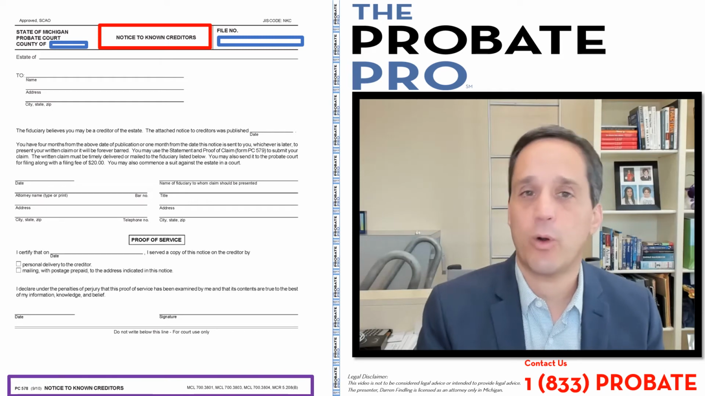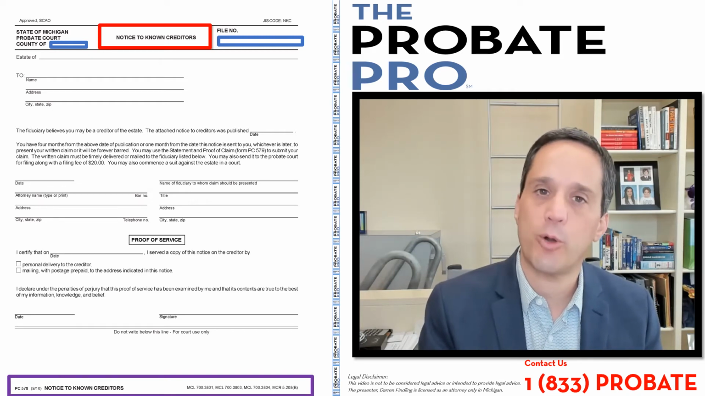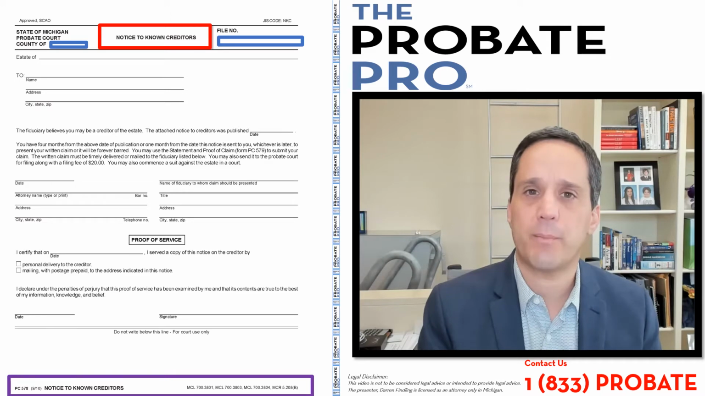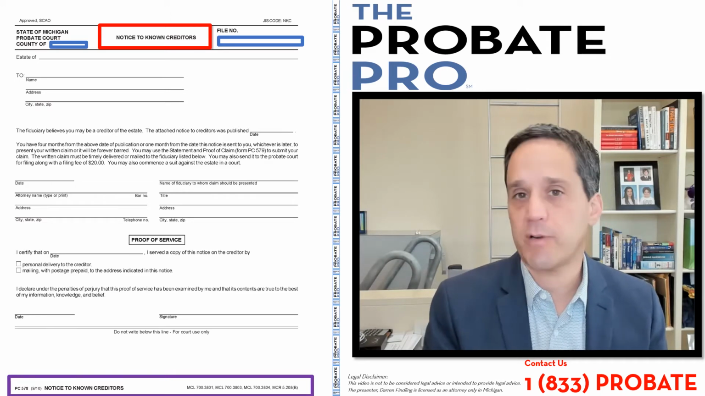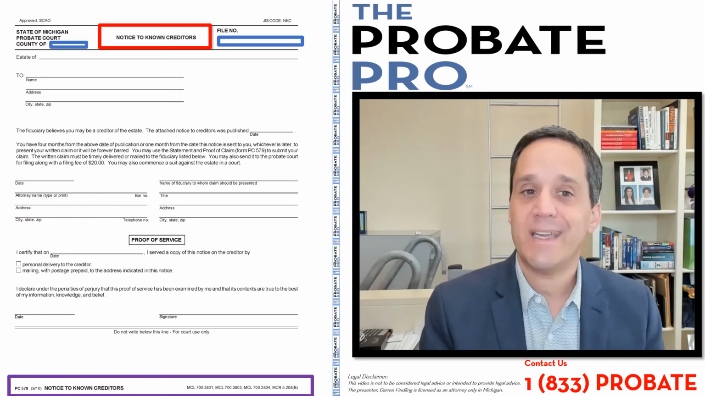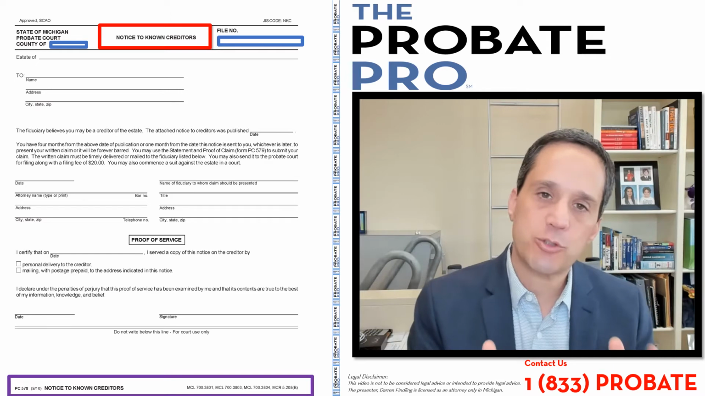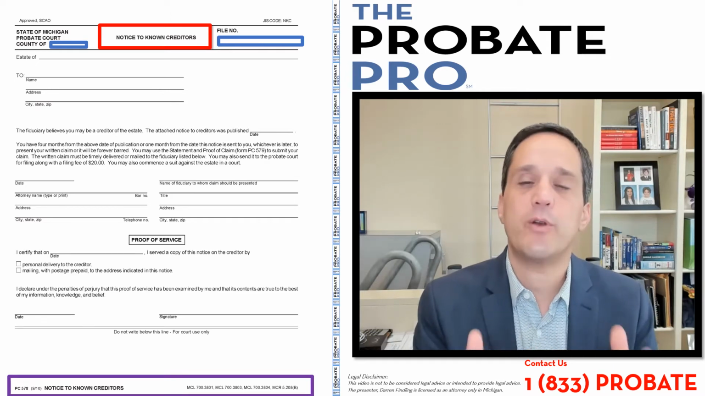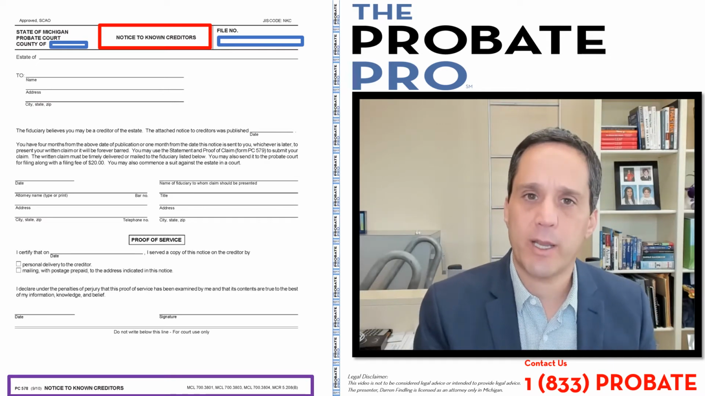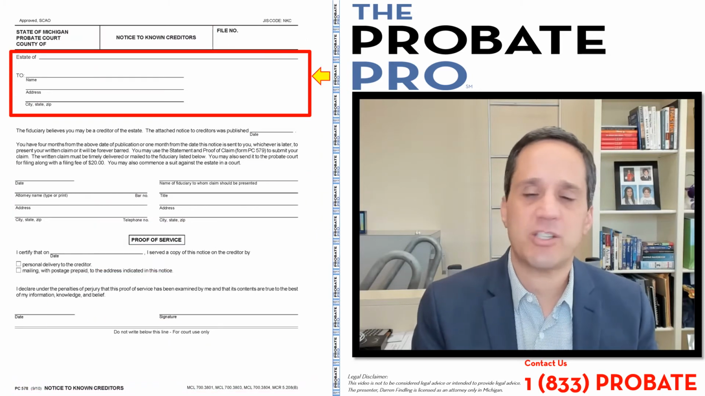At the top left corner, you'd identify the county in which the probate is being handled and the file number. If this is being used in a trust context and there is no case or file number, of course, you would just not include that information there, because in trust administrations, many times there is no supervision of the probate court. In the center section, it's pretty intuitive.